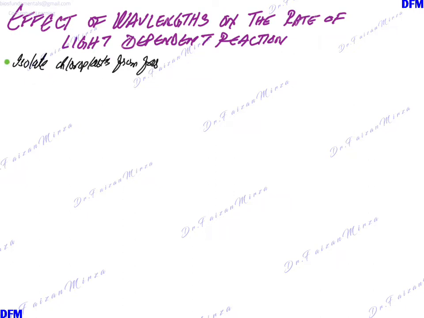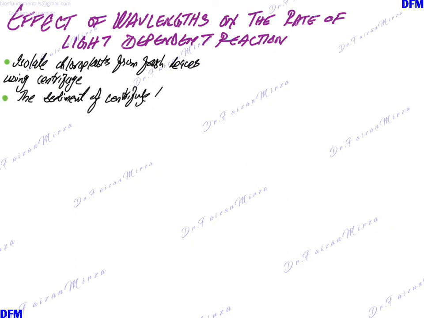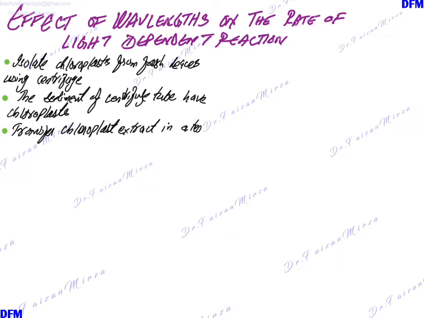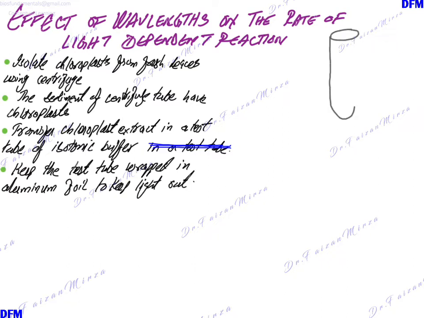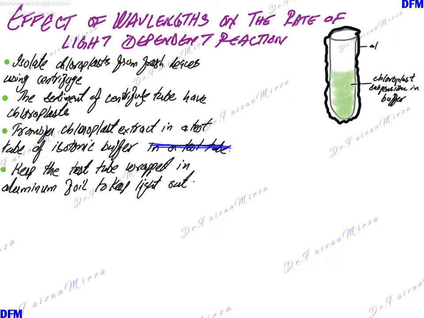So what we'll do, we'll take an isolate of chloroplasts taken from fresh leaves using a centrifuge. The sediment of the centrifuge tube will be collected, and this chloroplast sediment will be transferred into a test tube, and we'll add isotonic buffer to the chloroplast extract to make a mixture here. The test tube will be kept wrapped in aluminum foil to keep it away from the light source. So this is how the centrifuge tube would be, and this is how the aluminum foil will be wrapped around it.